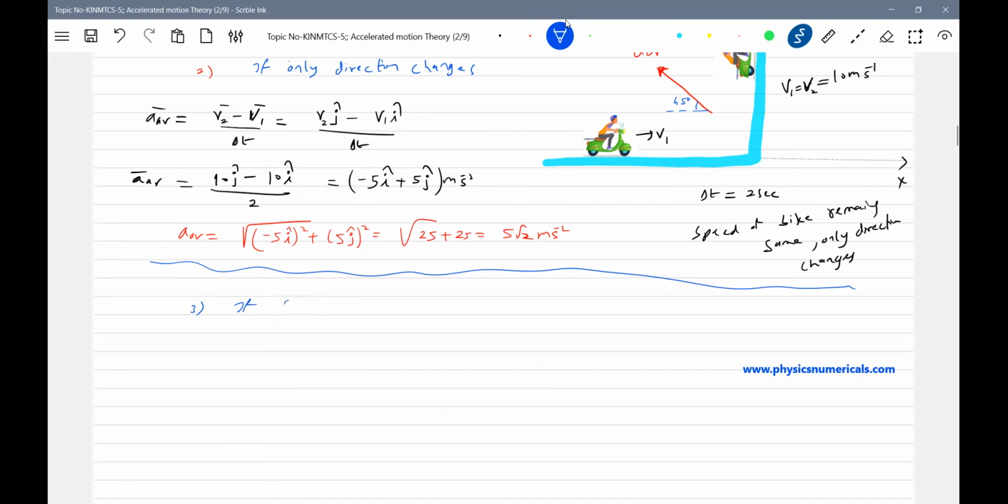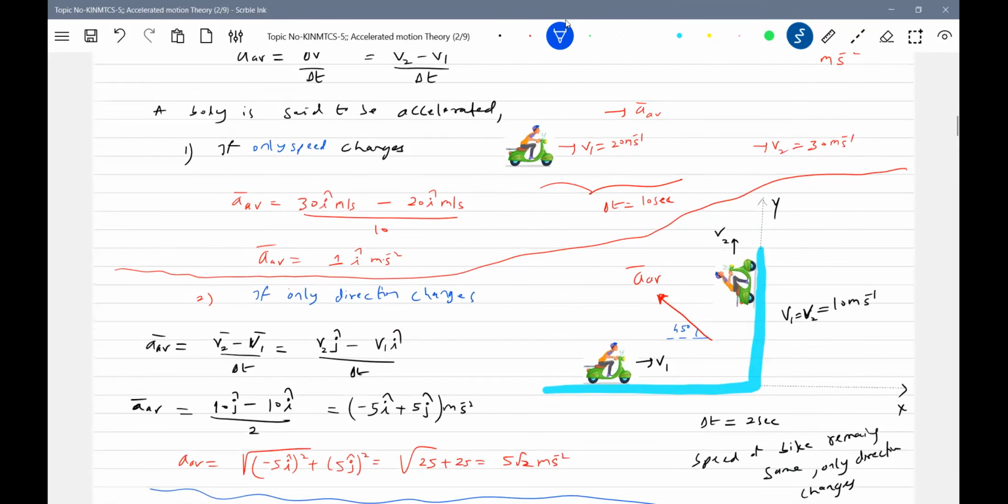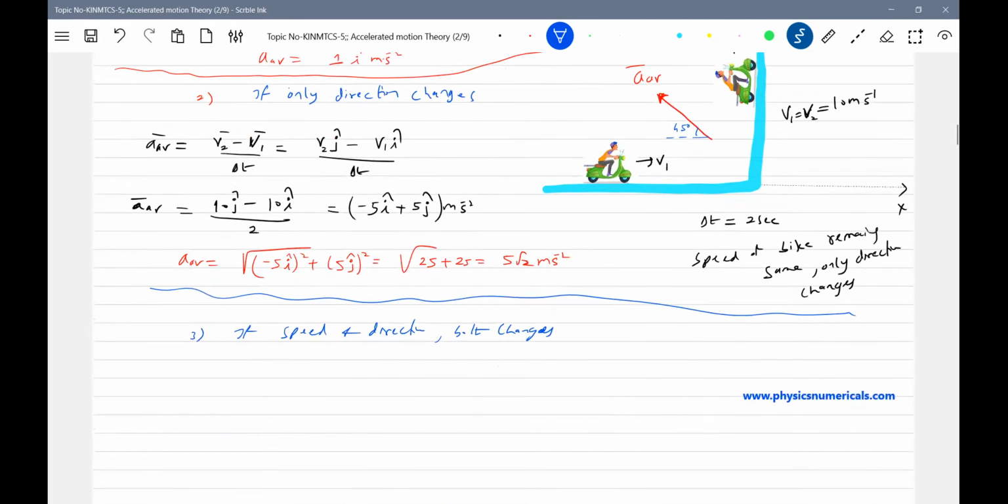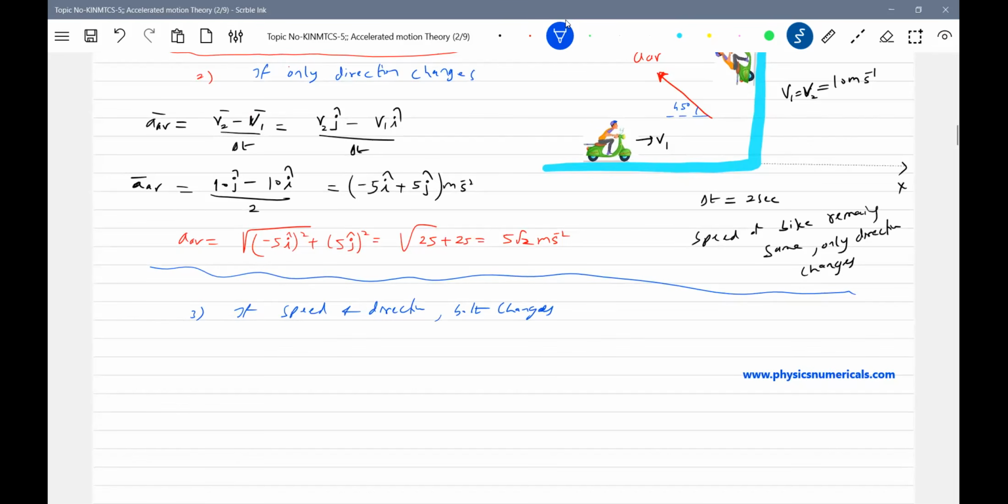If speed and direction both change, a body is said to be accelerated. I think a body is said to be accelerated if only speed changes, if only direction changes, if speed and direction both change. So in this case, what is the average acceleration? We write V2 bar minus V1 bar by delta T. V2 is not equal to V1 in this case.